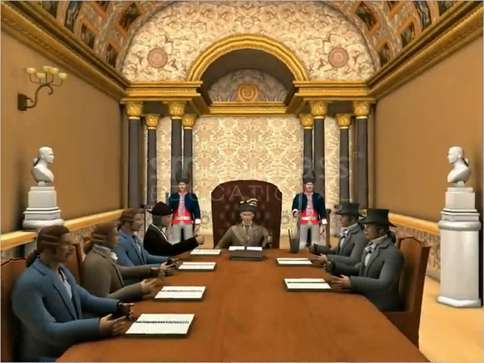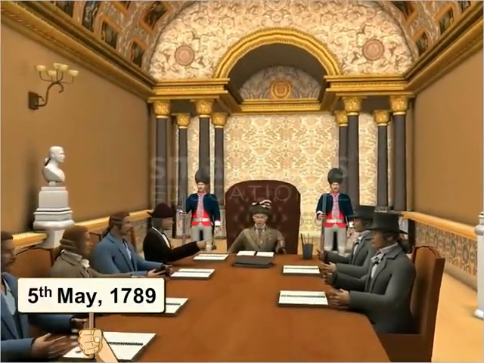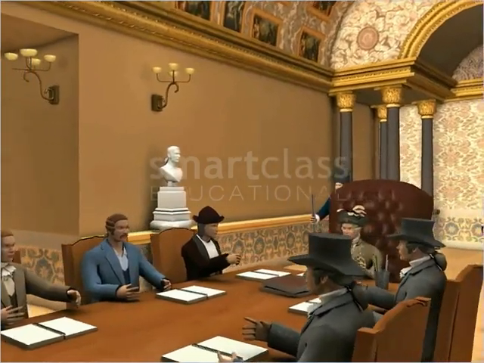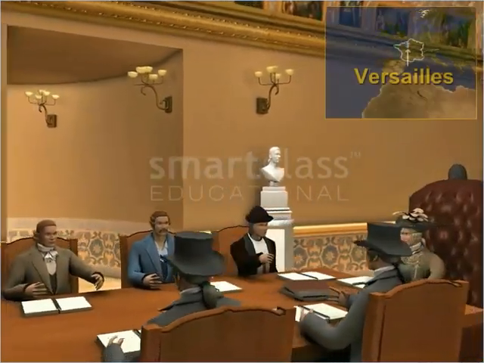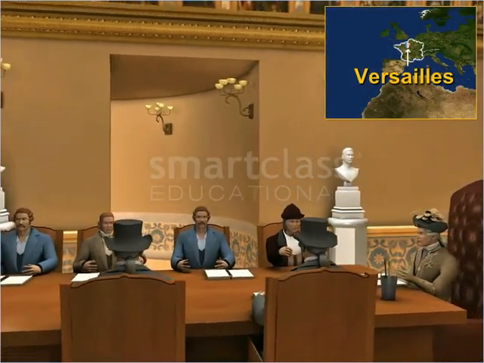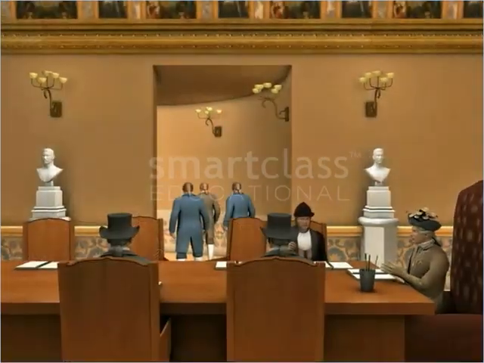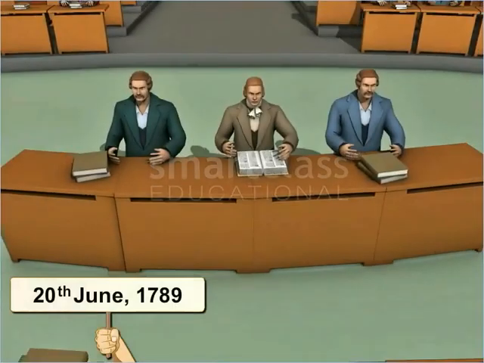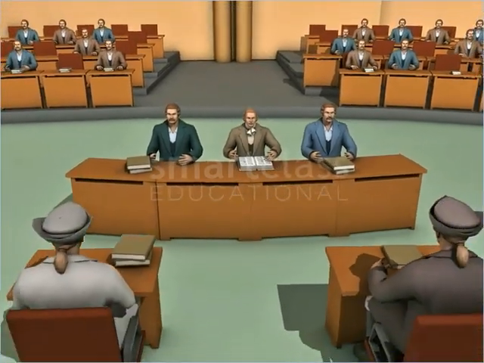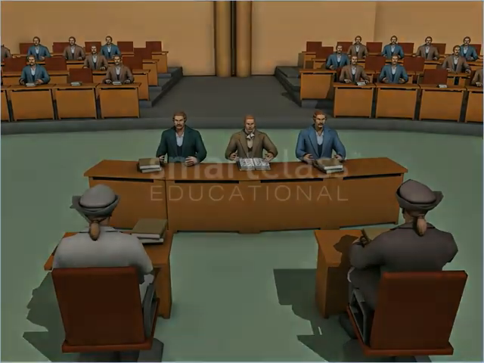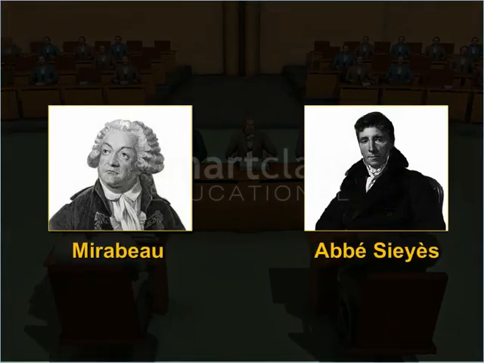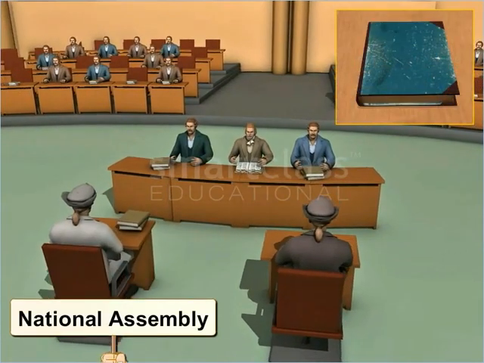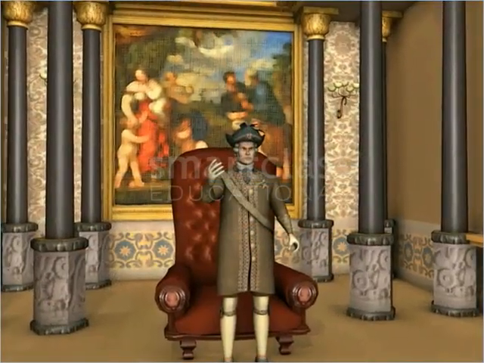In an attempt to impose new taxes, on the 5th of May 1789, Louis XVI called a meeting of the Estates General, a political body comprising the representatives of the three estates in Versailles, to pass his proposal for new taxes. However, the meeting was not successful and the representatives of the third estate left the assembly. On the 20th of June 1789, the representatives of the third estate met at Versailles under the leadership of Mirabeau and Abbé Sieyès. Here they established the National Assembly that sought to draft a constitution for France and end the absolute rule of the monarch.